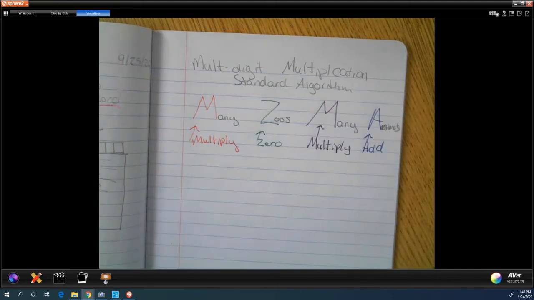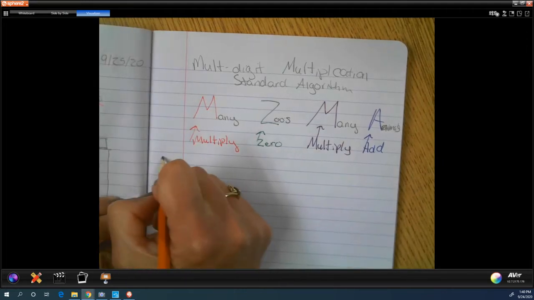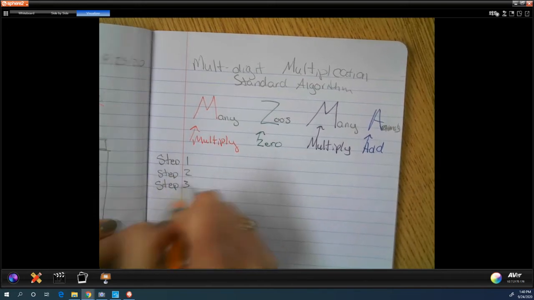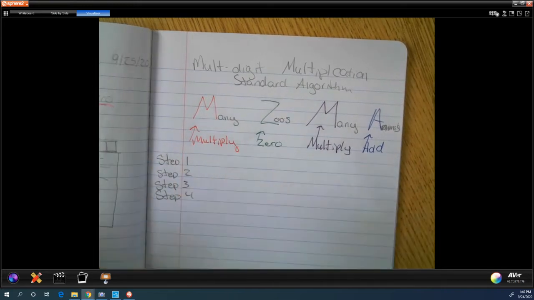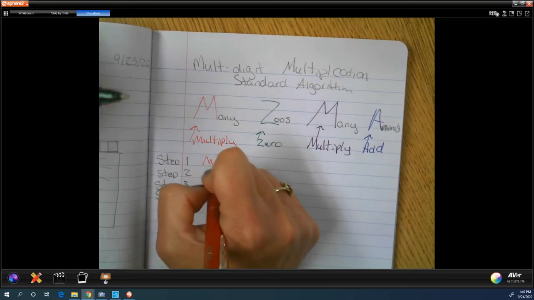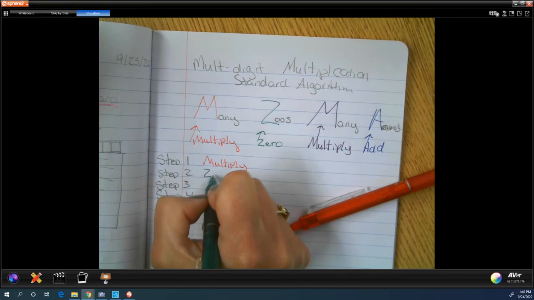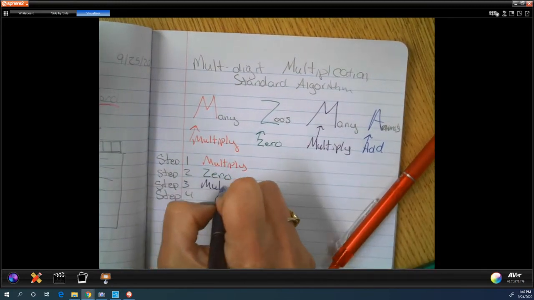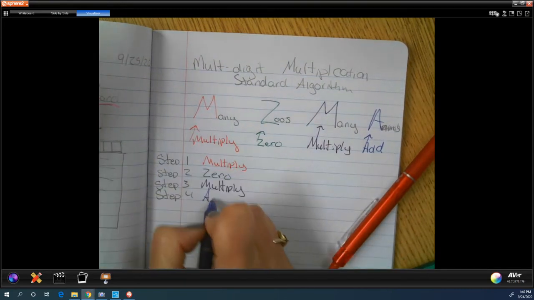So let's make sure that we know that we're talking about 4 steps. We've got step 1, step 2, step 3, step 4. They're right here. We just had them. Multiply, 0, multiply, add.